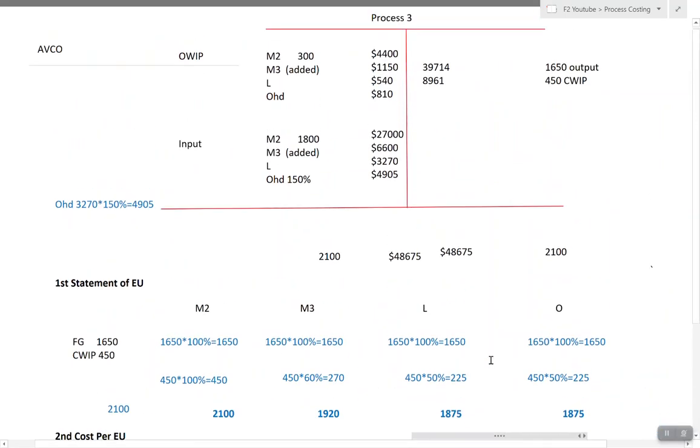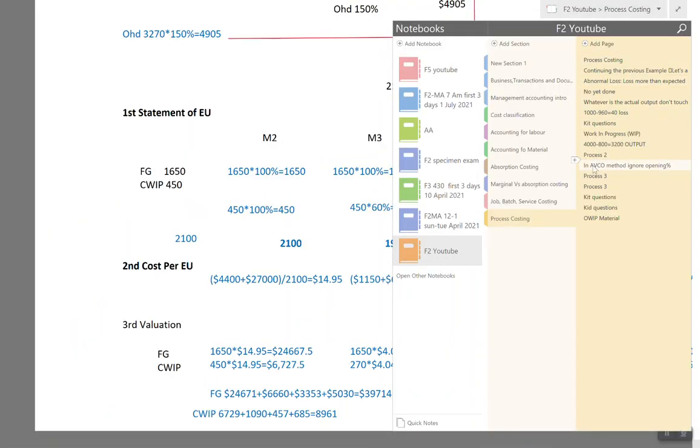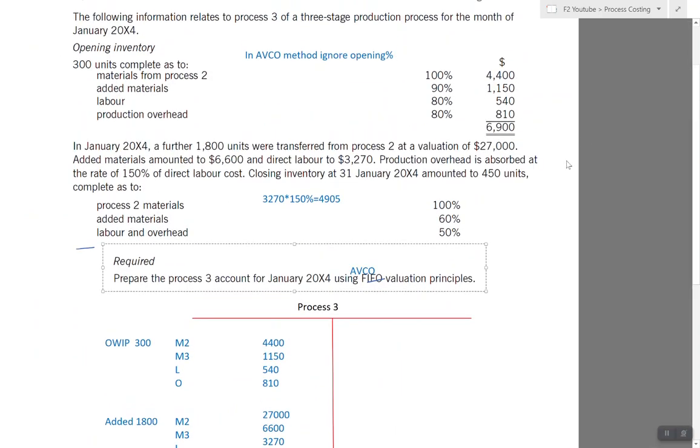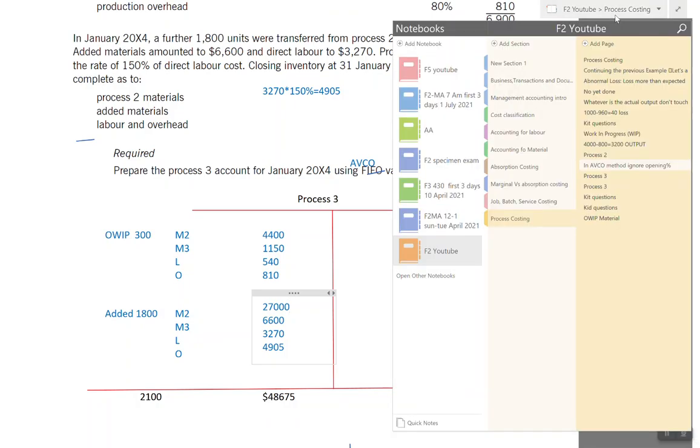So remember, in AVCO method, we ignore the opening percentage. We only look at the closing percentage. That is important. And we combine the costs. We combine the opening cost and the new cost.